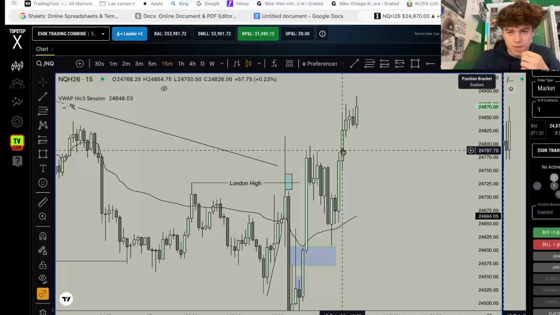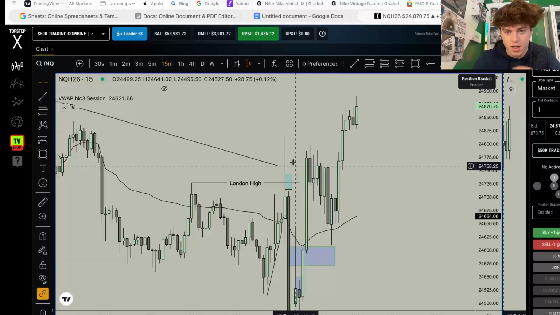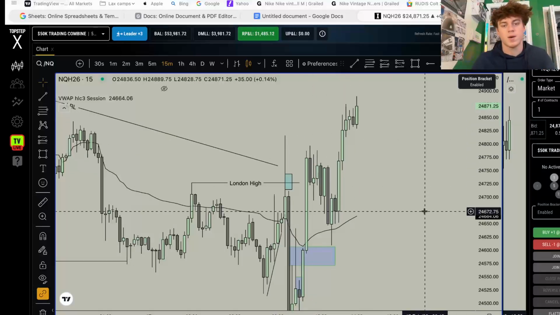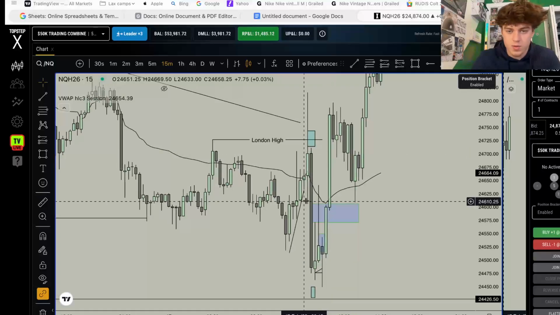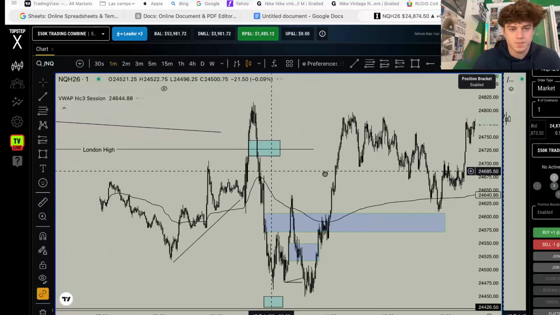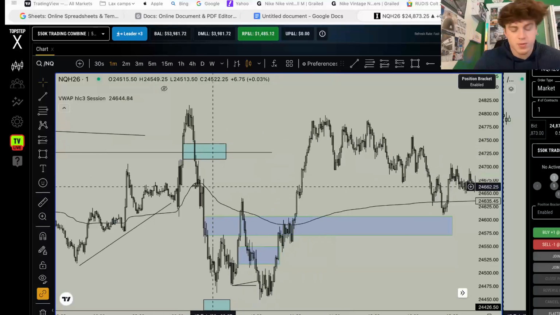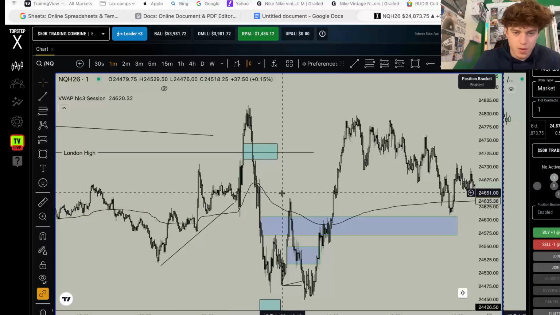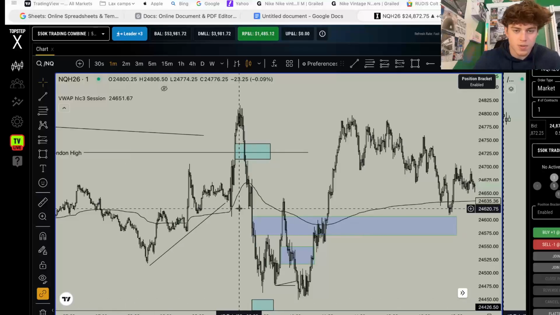If we close above this like we did here, we're going to continue up. But we didn't right here. So that's why you're going to expect it to go down. Now we have a bias. After this happens, we're like, all right, it's going to come down. It obviously doesn't want to go up, and we have strong draws below.